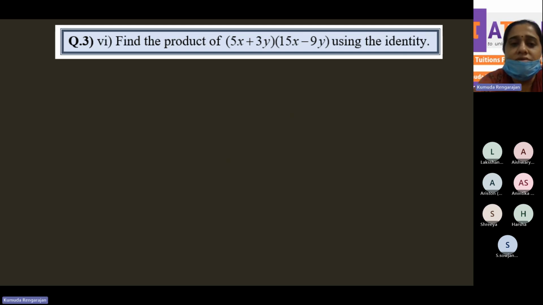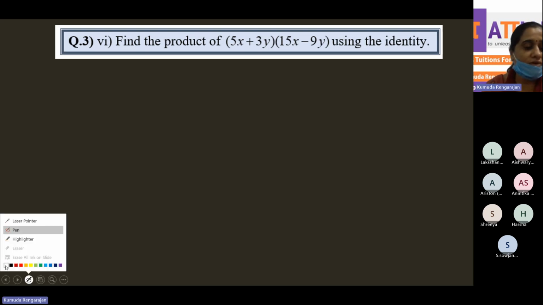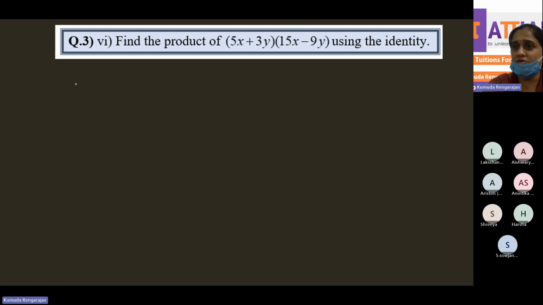The question here is, find the product of this one using an identity. You should use an identity to find this product. You should not multiply the usual way, first term into second bracket, you should not do that. You should use an identity. Using an identity, you can just correct that.